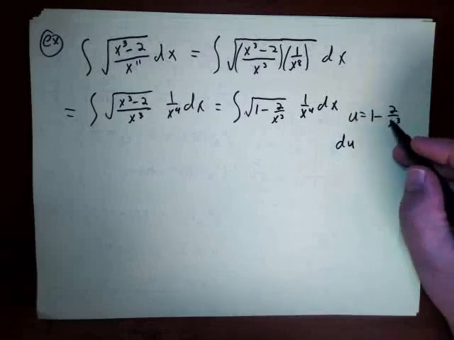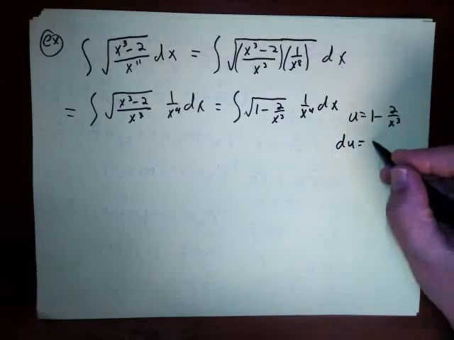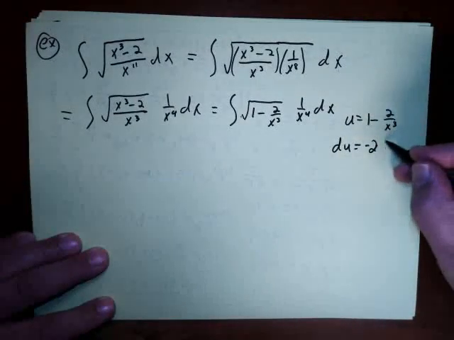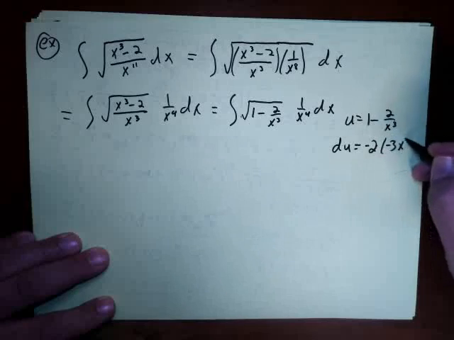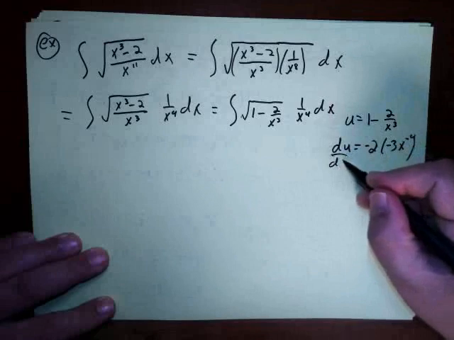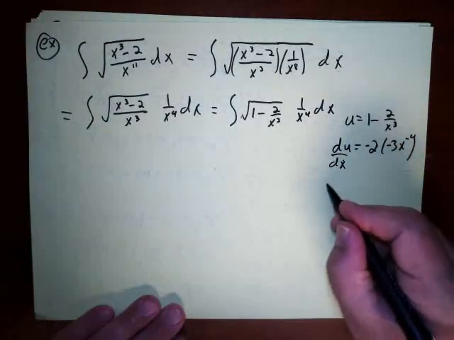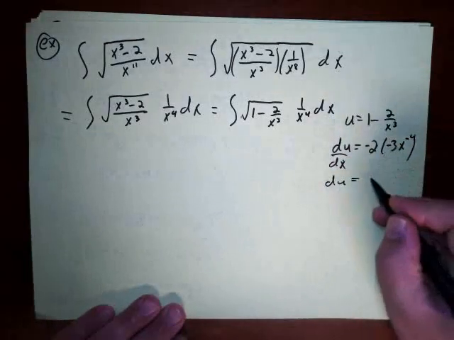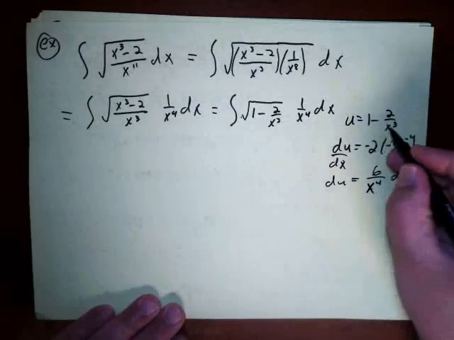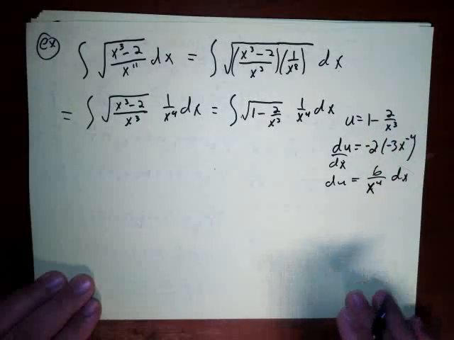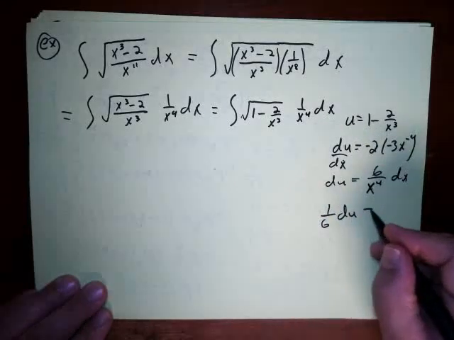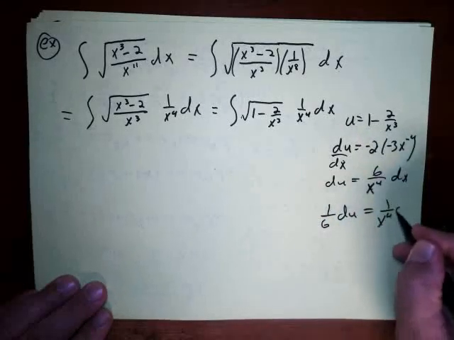So du, this is like negative 2 times bringing down a negative 3x to the negative 4th, then dx, and I can solve this for du. This would be 6x to the 4th dx. So I'm just taking the derivative of that, moving the dx to the other side, and now I'm going to move the 1/6 down here. 1/6 du is equal to 1 over x to the 4th dx.